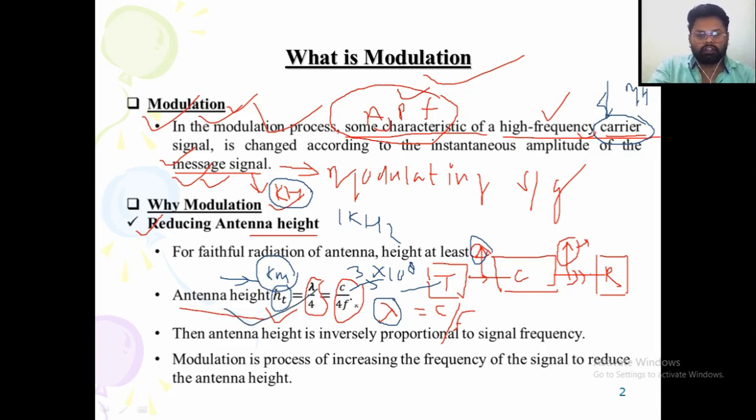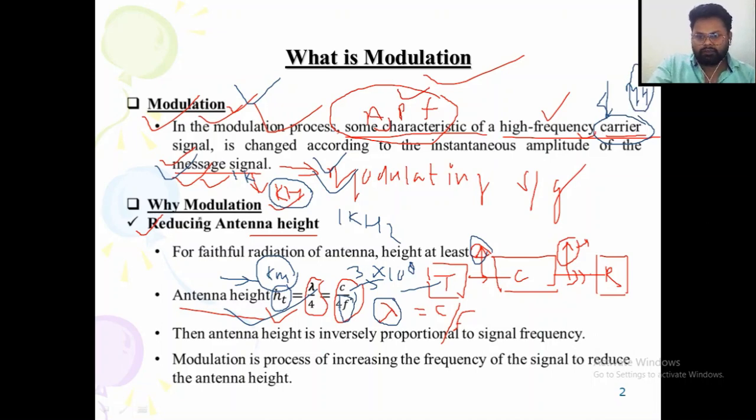So why don't we increase the frequency of this message signal? The process of increasing the frequency of the message signal is called modulation, done with the help of the carrier, which has a high frequency, approximately in megahertz.